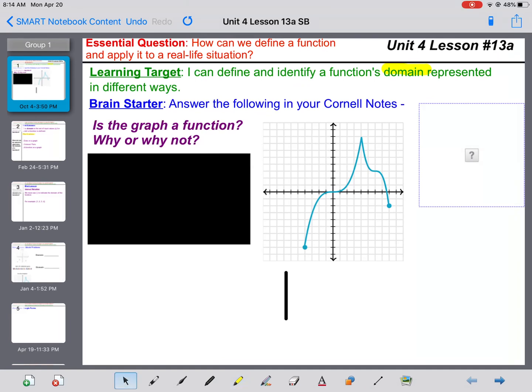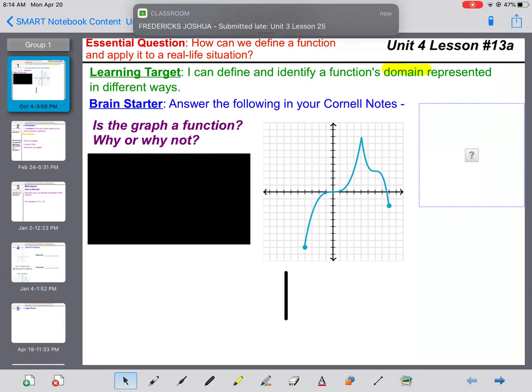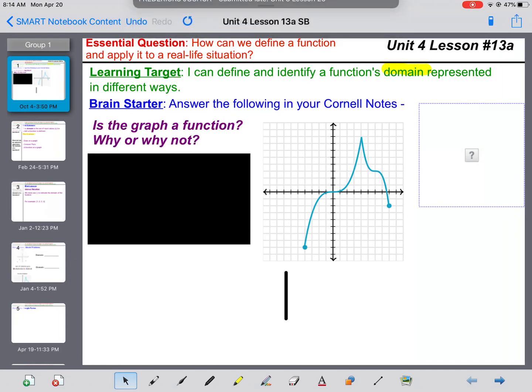And let's start with the brain starter. Okay, the question is the graph a function? Why or why not? Okay, so the first thing that we should be asking ourselves is how can we determine if a graph is a function or not? The answer to that is we're going to be using what's called the vertical line test.